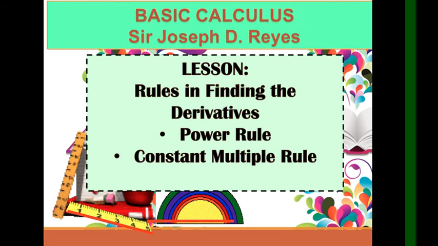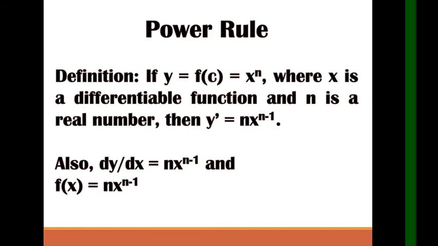And now let's proceed to our main topic for today, which is all about finding the derivatives using power rule and constant multiple rule. Power rule. Definition. If y is equal to f of x is equal to x raised to n, where x is a differentiable function and n is a real number, then the derivative of y is equal to n x raised to n minus 1.